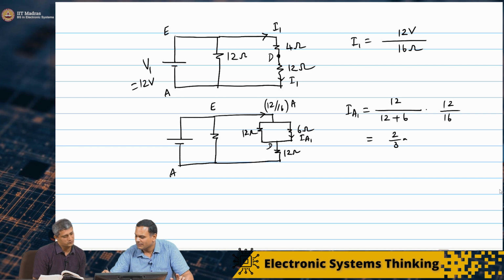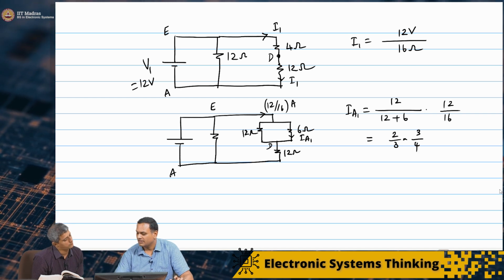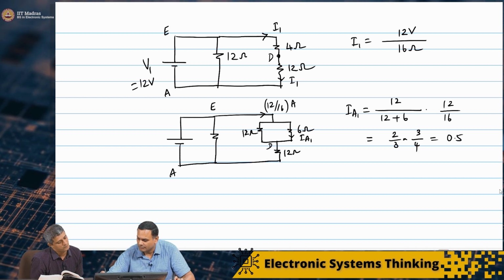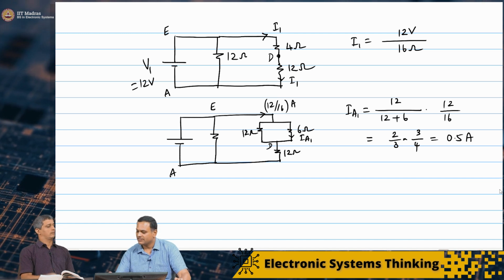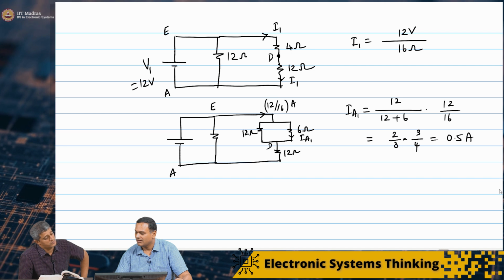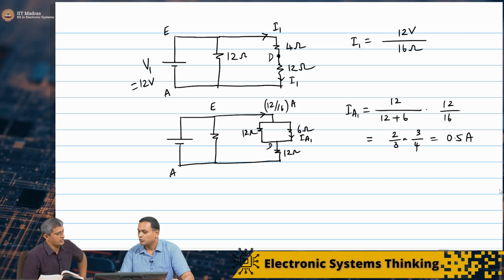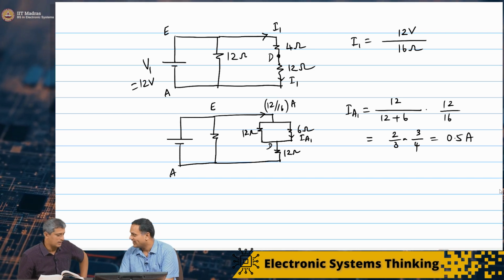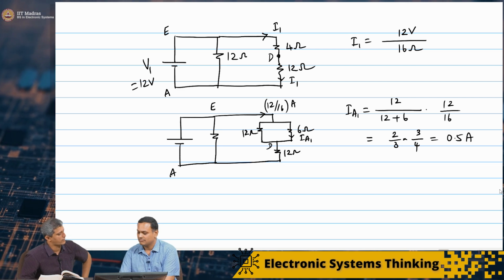So, this is 3 by 4, so this is basically half an ampere. Is this right? 144 by 16 into 18. 16 into 18 is 288, I believe. Correct, exactly. So, it is half.